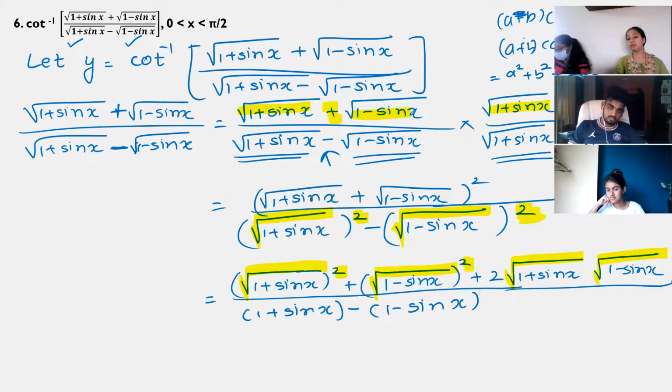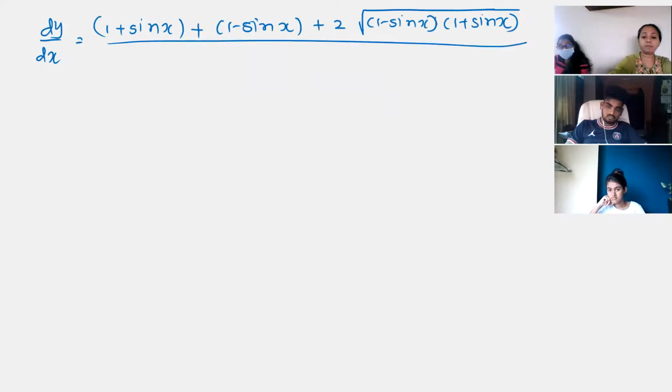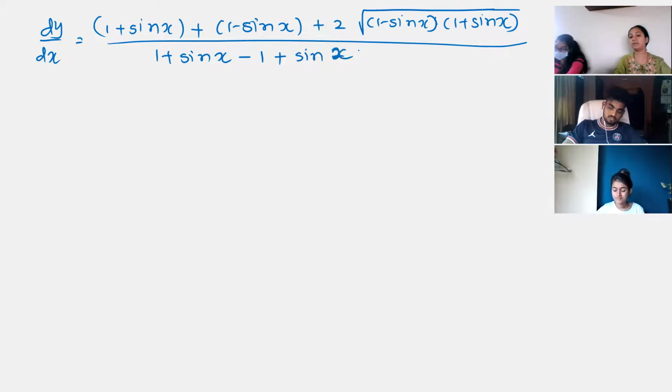baby steps. Here I'm going to open the bracket: 1 plus sin x minus 1 and minus sin x, minus, plus sin x. When you open the bracket, the sign will be changed. That is why in the denominator we'll be having 2 sin x. 1 got cancelled.